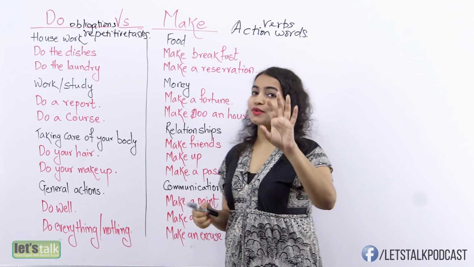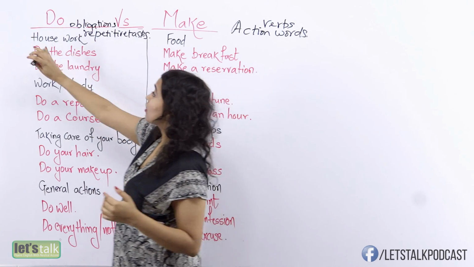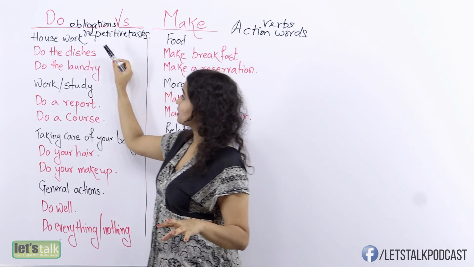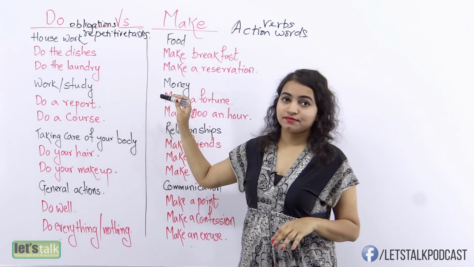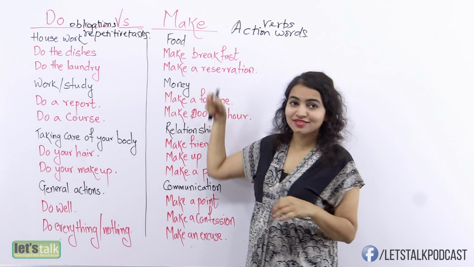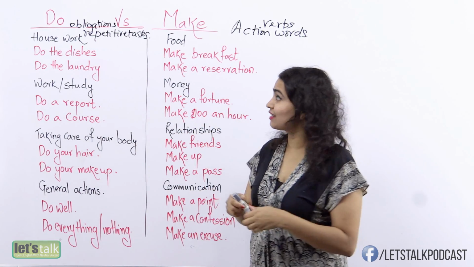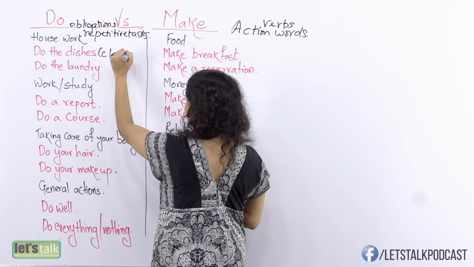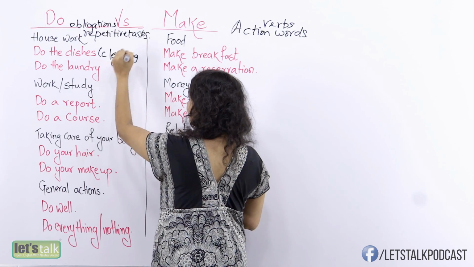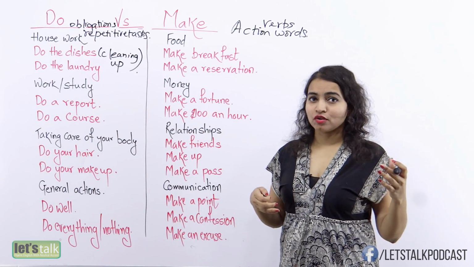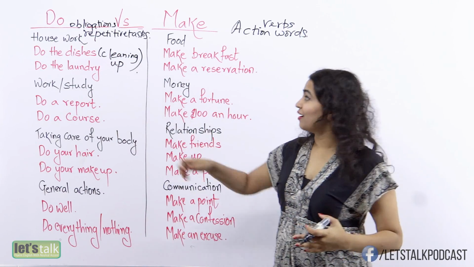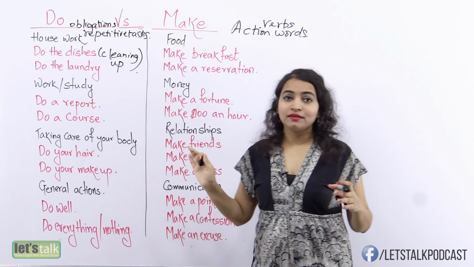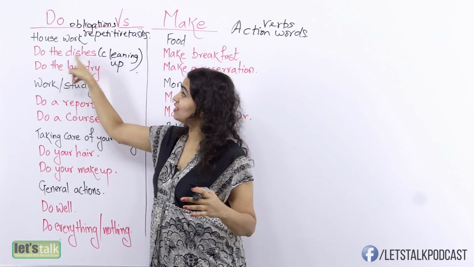So let's have a look at a few examples. If we're going to talk about housework, we're going to take a couple of activities and we'll say we do the dishes, right? You don't make the dishes, you do the dishes, in the sense that this means that you are cleaning up the dishes. So after you've eaten and you've got a lot of dishes piled up there which need cleaning, you will simply say, okay, I'm going to hang up now. I've got to do the dishes.